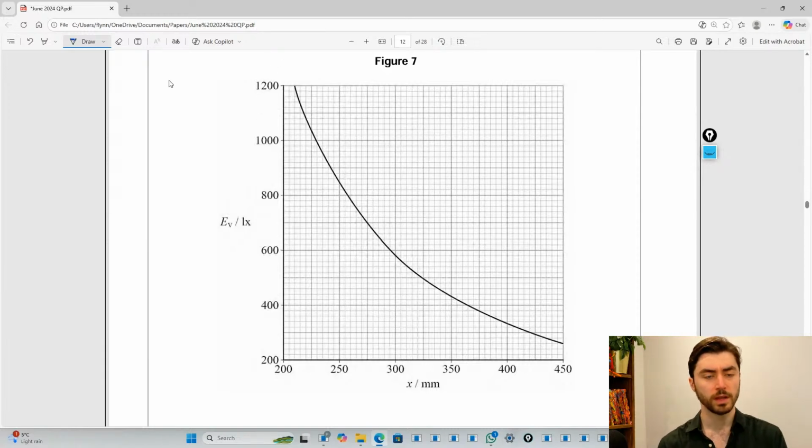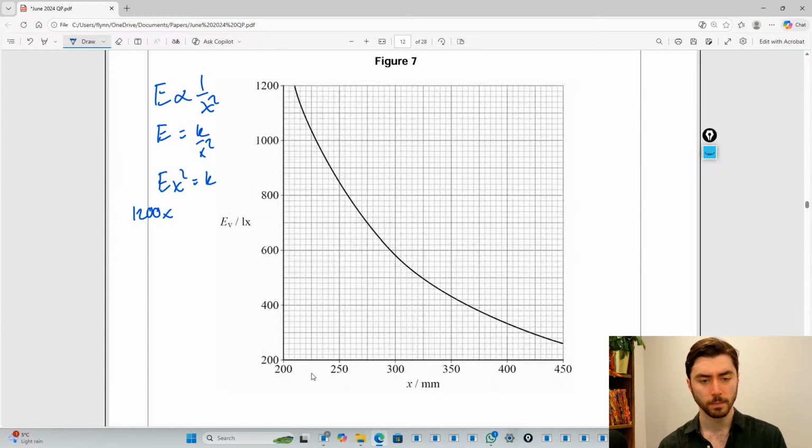So if E is proportional to 1 over x squared, we know that E is equal to k over x squared, which means that EX squared is a constant value k. And we know that here 1200 times, so each of those represents 50 divided by 10 is 5. So each small increment is 5. So that gets me up to 210 millimeters. I will not fall for the units trap. Equals k. So that constant k is 1200 times 0.21 squared, which is 52.92.